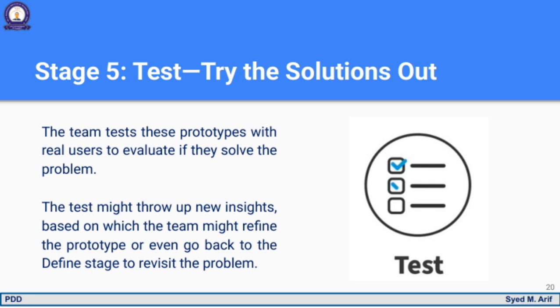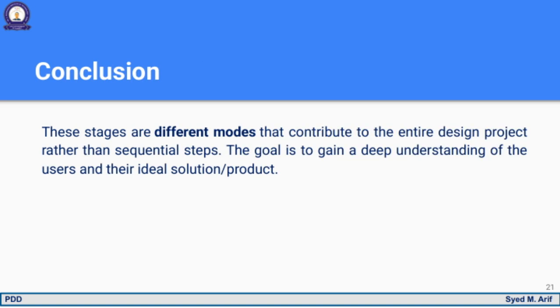Sometimes, the feedback might even send us back to the define stage to revisit and clarify the original problem. This stage, which we call test, try the solutions out, is all about validation and learning. It's how we ensure that our solutions are effective and truly meet user needs, guiding us towards better, more refined solutions. These stages are not really a straight line or a step-by-step process.